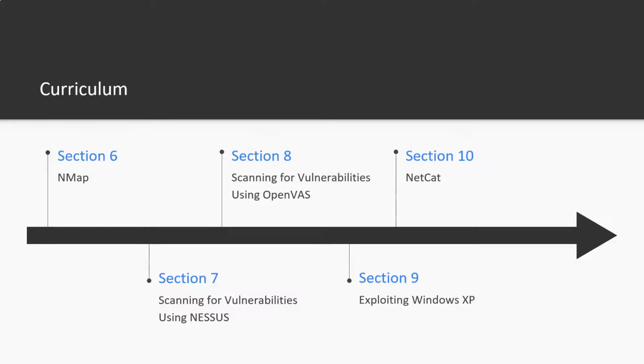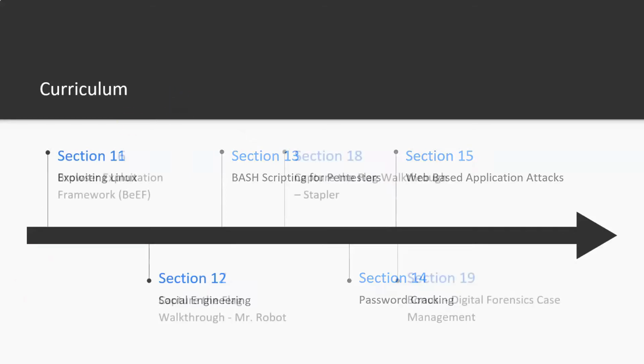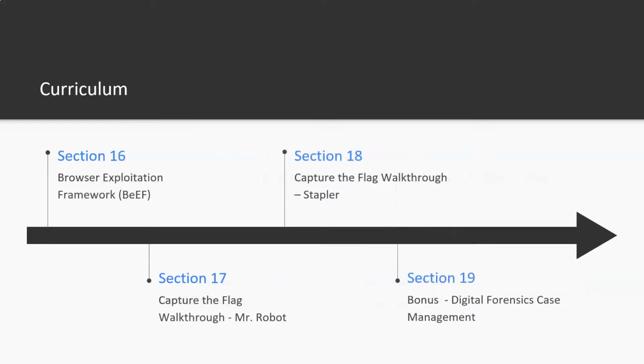Section 9, exploiting Windows XP. And in Section 10, Netcat. Section 11 is exploiting Linux. Section 12, social engineering. Section 13, bash scripting for pen testers. And in Section 14, we have password cracking. And in Section 15, web-based application attacks. In Section 16, we talk about browser exploitation framework. Section 17, capture the flag, walkthrough for Mr. Robot. And Section 18, we have another capture the flag for Stapler. And in Section 19, you have your bonus section.